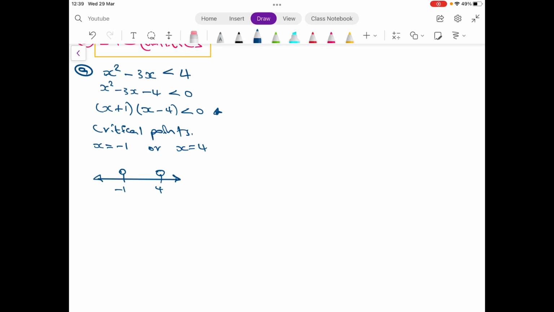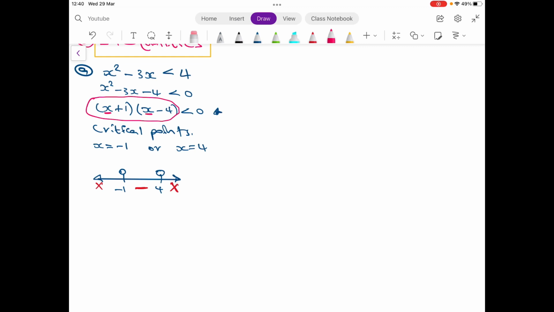The next thing we do is pick values between the critical points, and also values after the 4 and before the -1. Any value that you can think of. Let's start from the left. We start with a value which is less than -1. That could be -2 or -10. Let's take -2 and not be extreme. We substitute it into the product, evaluate the answer, and then check the sign of that answer. Is it positive or negative?